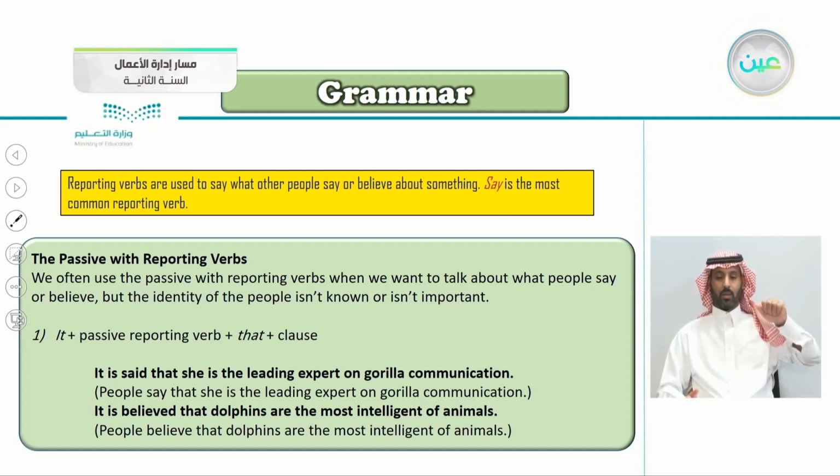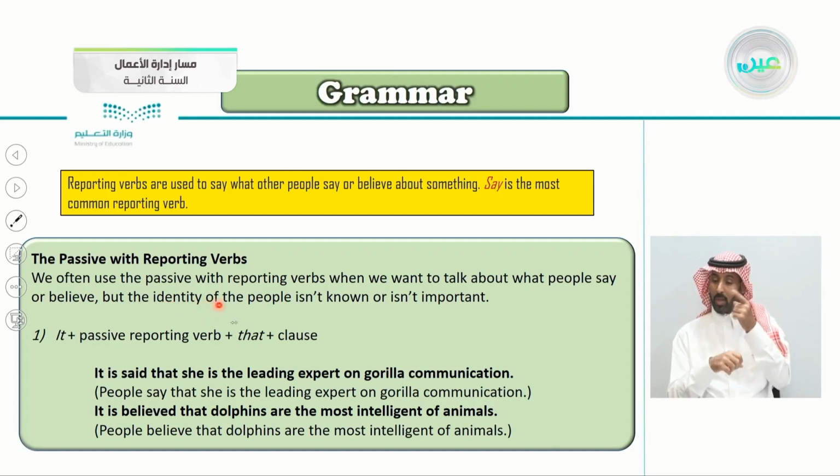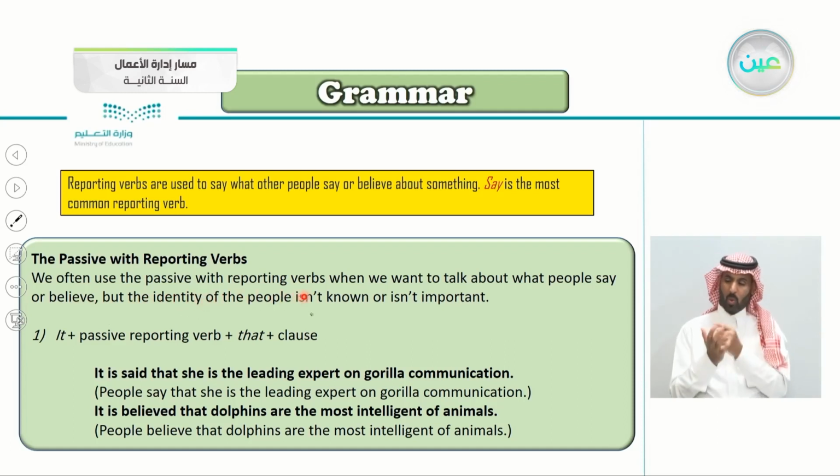So let's read it together. The passive with reporting verbs. We often use the passive with reporting verbs when we want to talk about what people say or believe, but the identity of the people isn't known or isn't important. So we don't say who said it. Why? Because he or she isn't known, or it's not important. Again, we use the passive with reporting verbs when we want to talk about what people say or believe, but the identity of the people isn't known or it's not important.